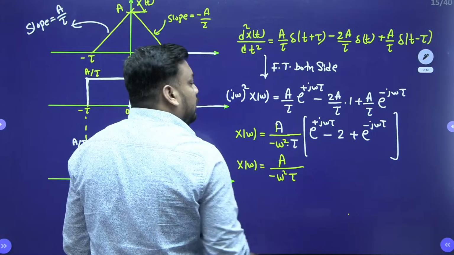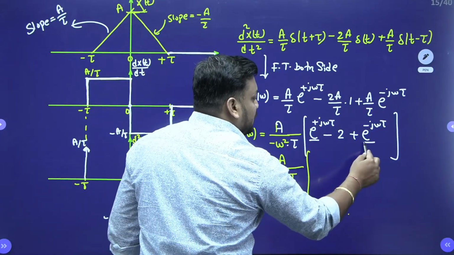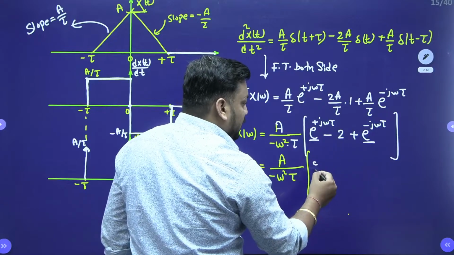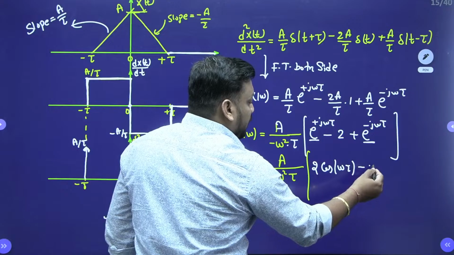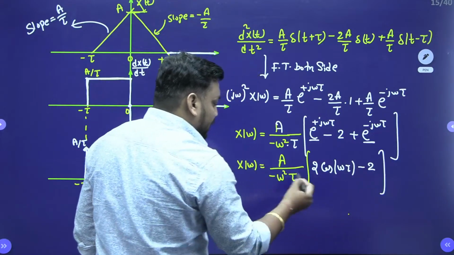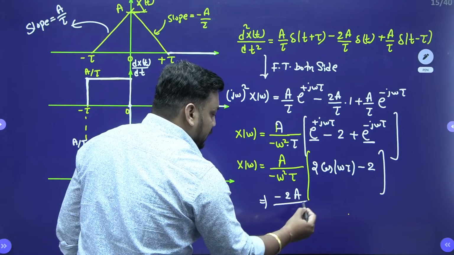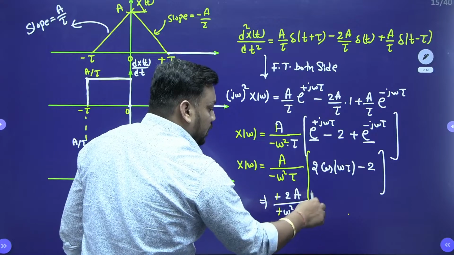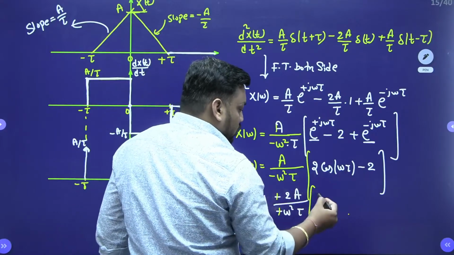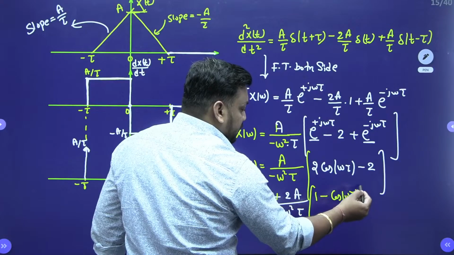now just let me know, if I add the first part and the last part, don't you think I will get twice cos of omega tau minus 2? And if I take minus 2 common, then what is left inside? Minus omega square tau in the denominator, so minus minus plus also. And what is left inside now? Because minus 2 is common, inside the bracket 1 minus cos omega tau is left.